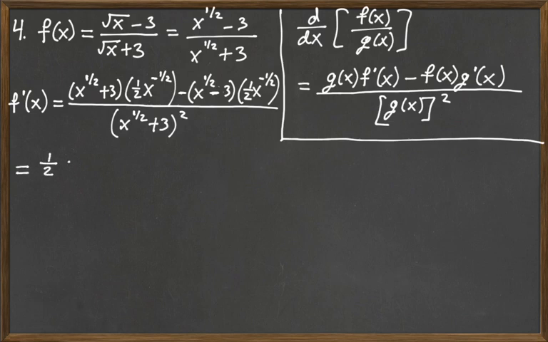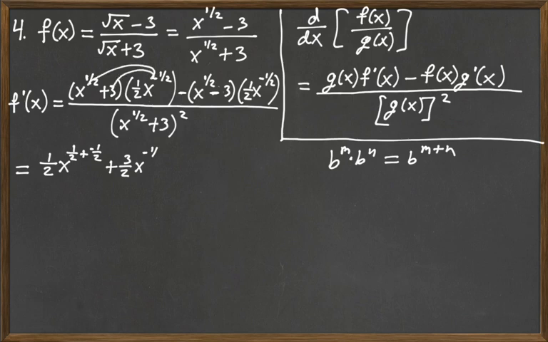Okay, go ahead and distribute the 1/2 x to the minus 1/2. Then we're going to be multiplying like bases, so when you multiply like bases, you're going to add the exponents. So it's going to be 1/2 x to the 1/2 plus negative 1/2. Okay, and we're just distributing this through. Just distribute that through. Okay, and then plus 3 over 2 x to the minus 1/2.